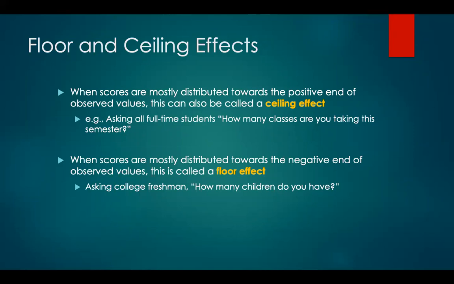Now, on the other hand, when scores are mostly distributed towards the negative end of the observed values, this is called a floor effect. So if I were to ask college freshmen, how many children do you have? This group of participants would likely have fewer children than the general population and would likely show clustering of scores towards the lower end of that distribution. And this would represent a positive skew and a floor effect.